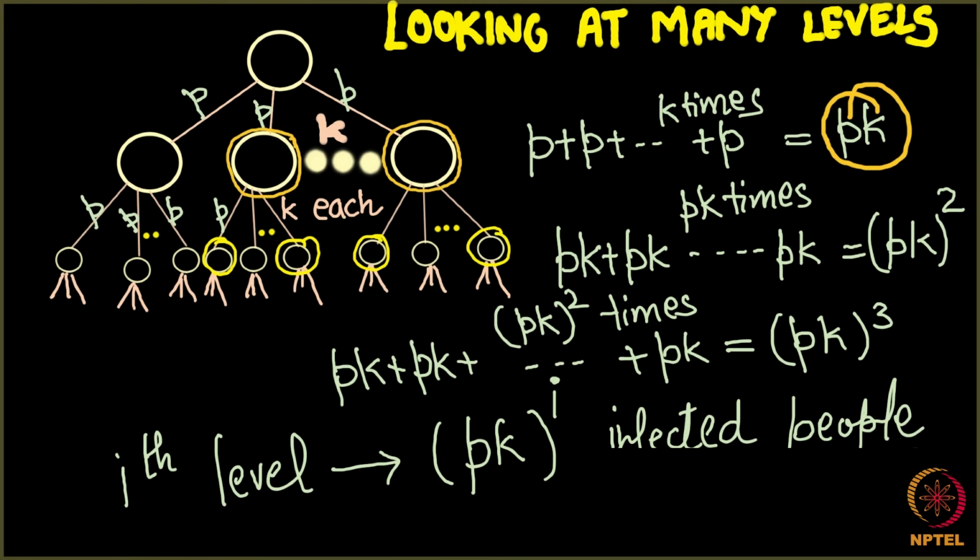I think it's clear now. So in this tree kind of a network, at ith level, we have how many people? We have k to the power i people. And then if we talk about the number of infected people, there are pk to the power i number of infected people. This is all about the basic epidemic modeling, and this model which we have discussed, this is known as the branching model.